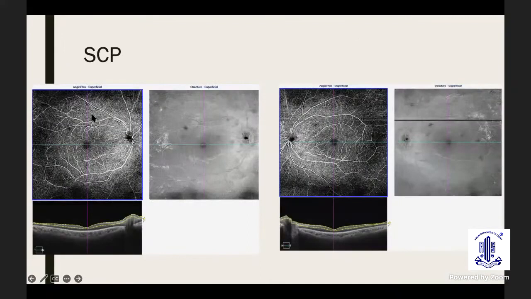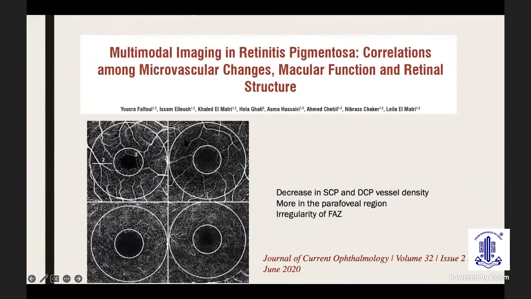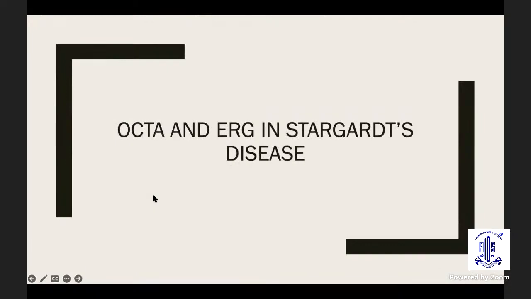On an OCTA, you can see superficial plexus is reduced, vessel density, especially in the area which is just beyond the arcades, which corresponds to the area where there was reduced autofluorescence, and also deep plexus shows a decreased vessel density. So there have been publications. They have also mentioned the same thing, that enlargement of the FAZ and reduced vessel density corresponds to the area of reduced amplitudes on multifocal ERG.